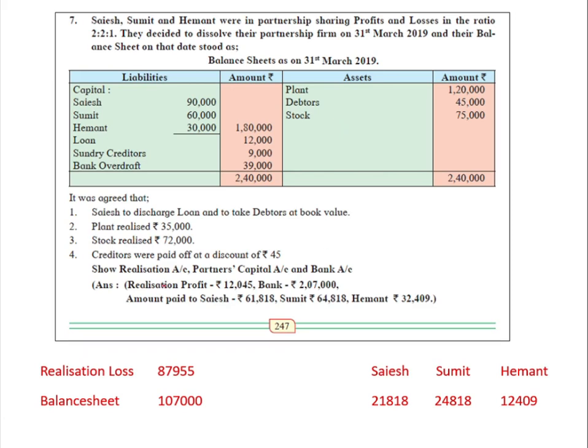Here all the answers are wrong, so make a correction. Bank overdraft is an external liability, so we have to treat it as an external liability. So we'll put it on the credit side of the realization account, and while paying, on the debit side of the realization account. So we'll get the answer. This I have also already solved.